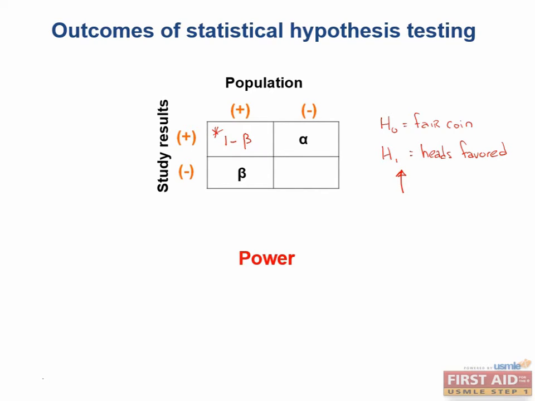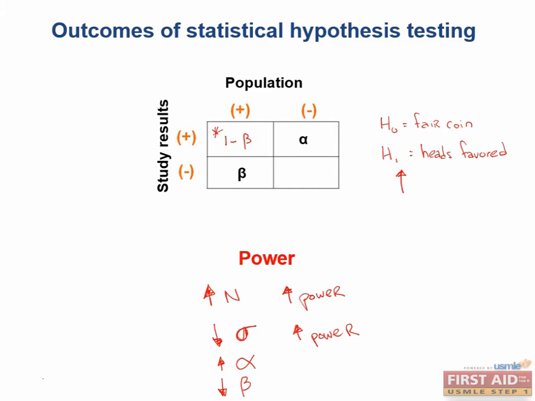Power depends on several different factors. First, if you increase the sample size, you increase the power of the study. You can remember this with the saying, there's power in numbers. Similarly, if the spread of the data decreases, you're more likely to detect a difference if there is one, and therefore the power of your study increases.